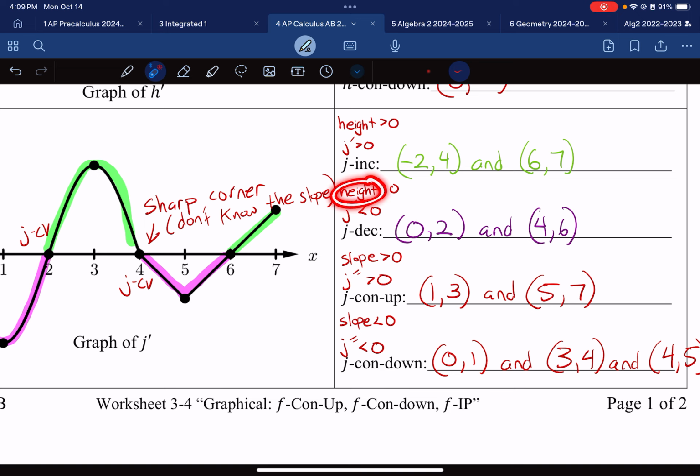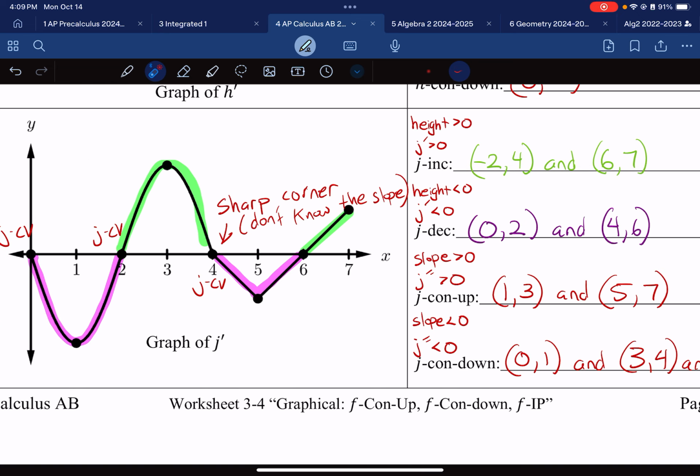Where does the height not exist? In order for the height to not exist, you'd have to do something crazy, like you'd have some graph like this, and then it jumps down like that. There is no height that exists in some graph like that, but here the height does exist. The height is, I don't know, maybe it's -1 or something. The height does exist, therefore it's not a critical value. There's only a critical value over here at 6.